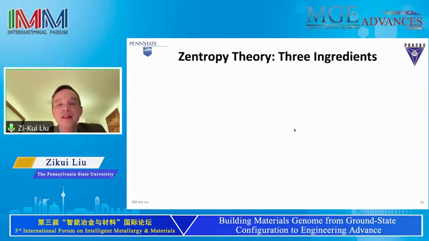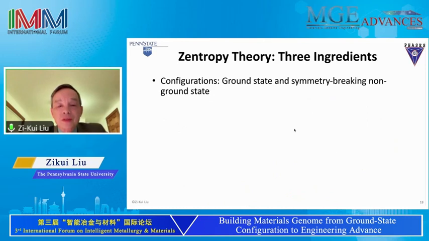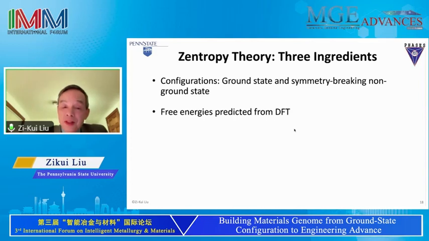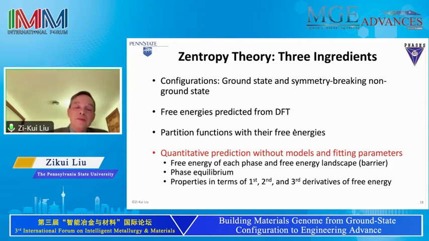Okay? So three ingredients for this entropy. First, configurations: quantum states and symmetry-breaking non-ground quantum states. And you get free energy from DFT for all of them. Then do the partition function with free energy. Then you get a quantitative prediction of free energy without models, without any fitting parameters. So you get the free energy of a bulk phase. And even more important, you get the free energy at the nanoscale. You get the barriers too. You can predict the kinetic process now. Of course, you can calculate phase equilibrium. You can predict all the properties by the first, second, and third derivatives of free energy. That's basically all the properties we measure in experiments.